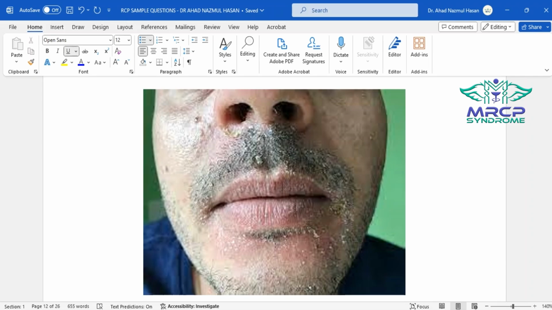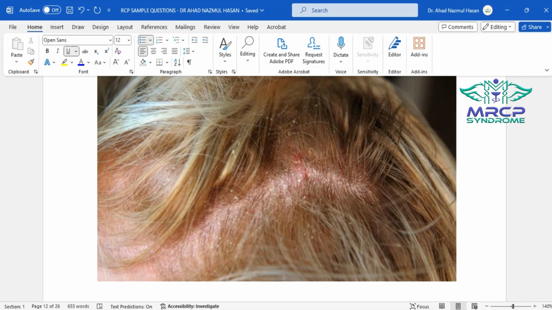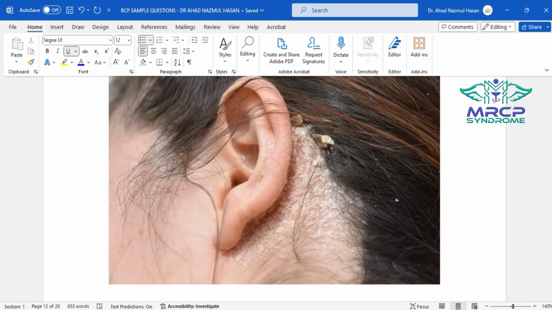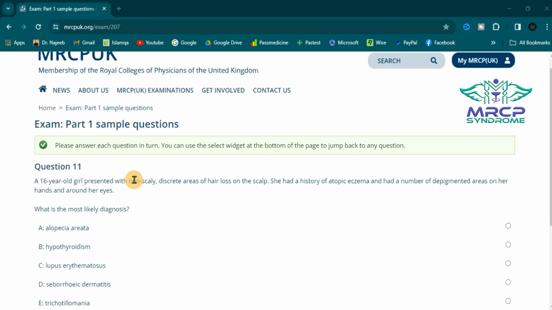This is the pictorial of a patient with seborrheic dermatitis, with diffuse scale involving the face. This is another pictorial of a patient with seborrheic dermatitis. You can see the evidence of diffuse scale or dandruff. The non-scaly presentation along with the features of hair loss virtually excludes seborrheic dermatitis.